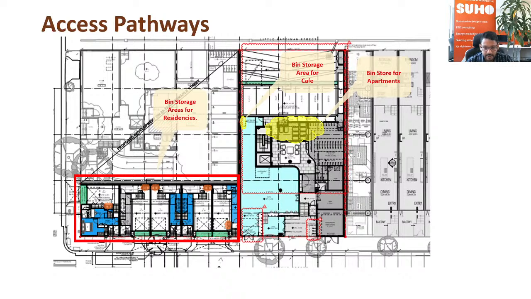For the residences, normally a space is provided within the dwelling where the bins can be stored. Similarly for the cafes. For apartments, we have a space in the basement. The only thing is the access path, that is, how the building operator can take the bins to the collection point.